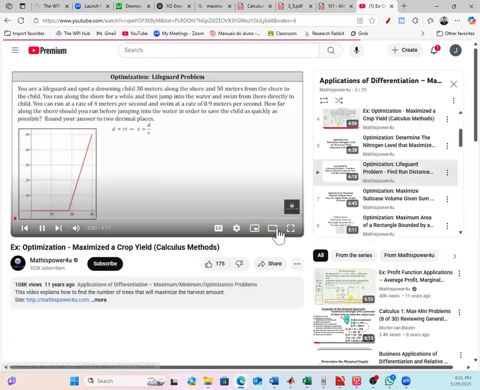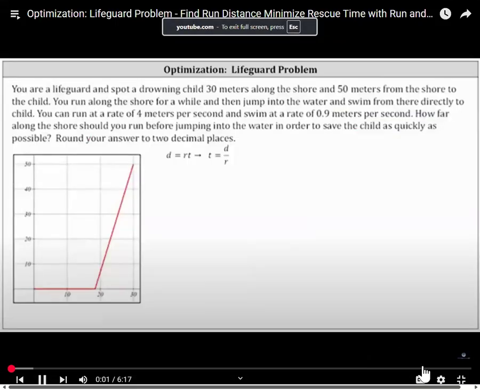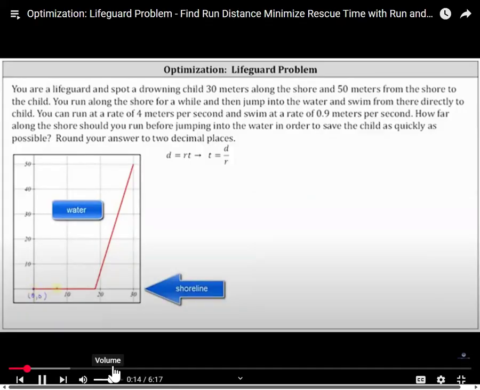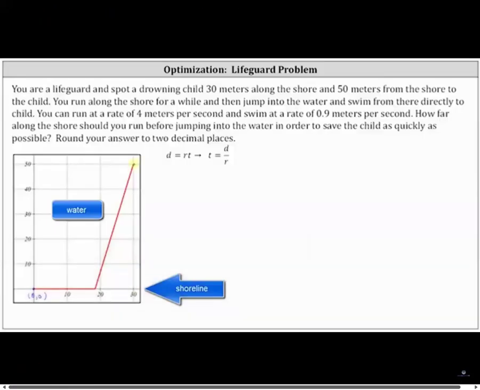Okay, what about this one? You are a lifeguard and spot a drowning child 30 meters along the shore and 50 meters from the shore to the child. So if we look at the graph below, that means you would be at the origin, (0,0), and if we go 30 meters along the shore and 50 meters from the shore, the child would be here, where the ordered pair is (30, 50).